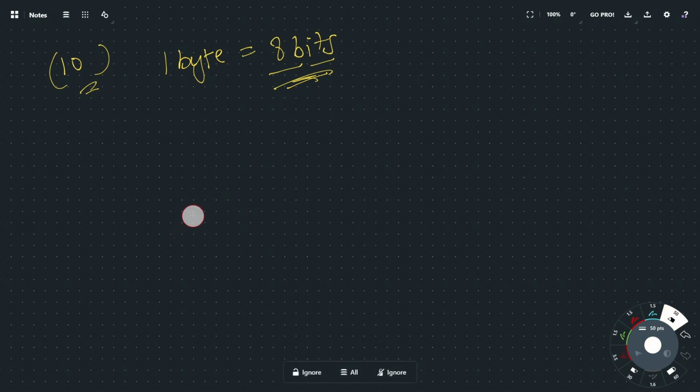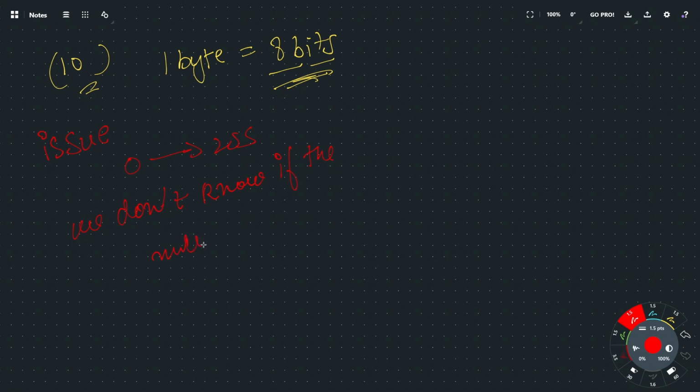Let's see the issue. What was the issue that I'm talking about? The range came out to be 0 to 255, right? But the issue was that we don't know if the number is positive or negative, right? So how did we resolve it?